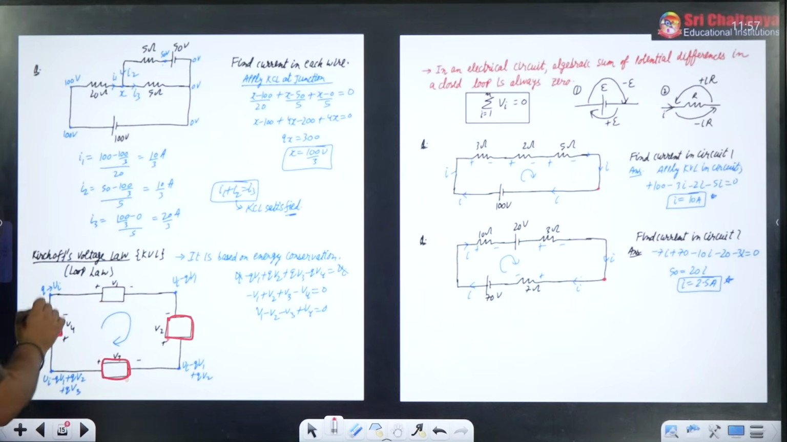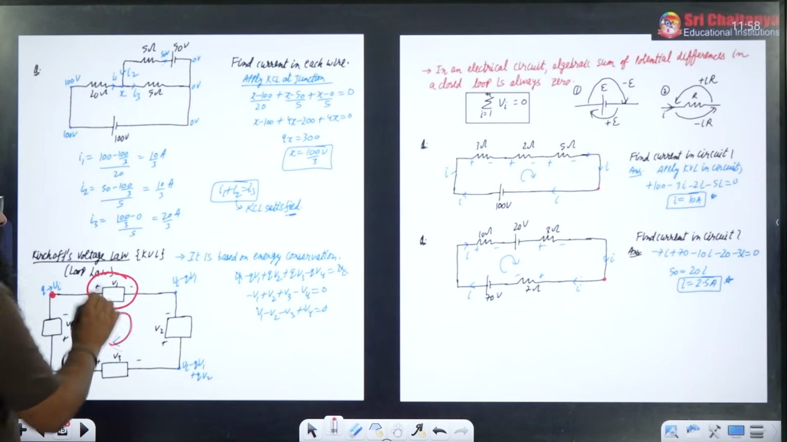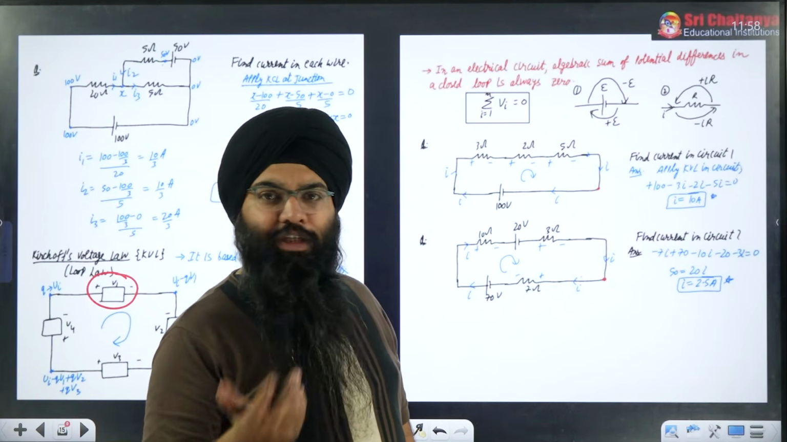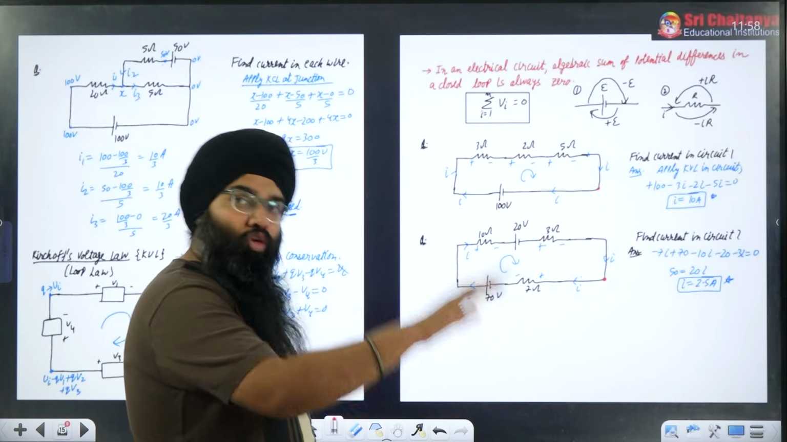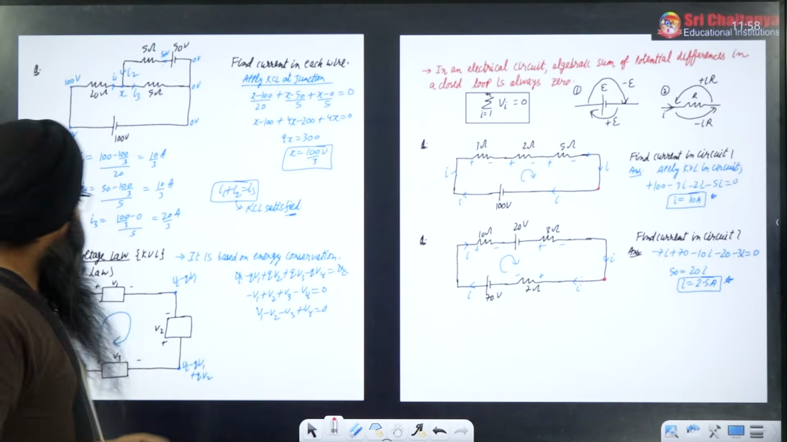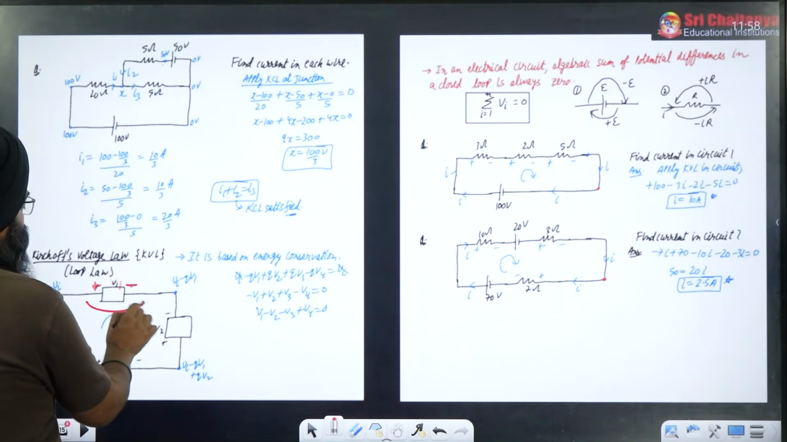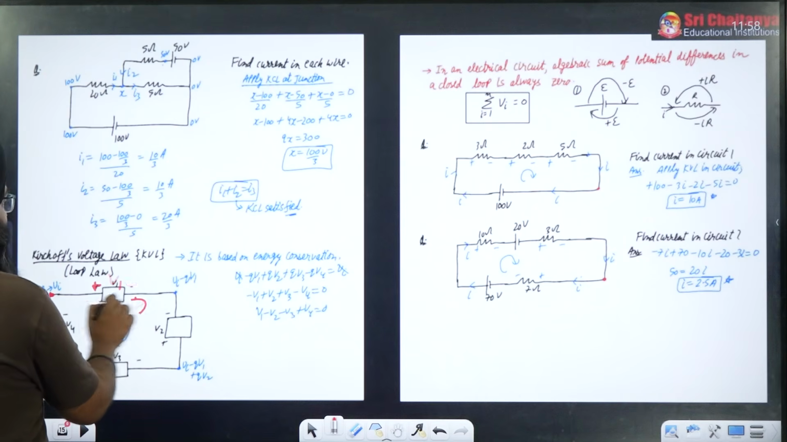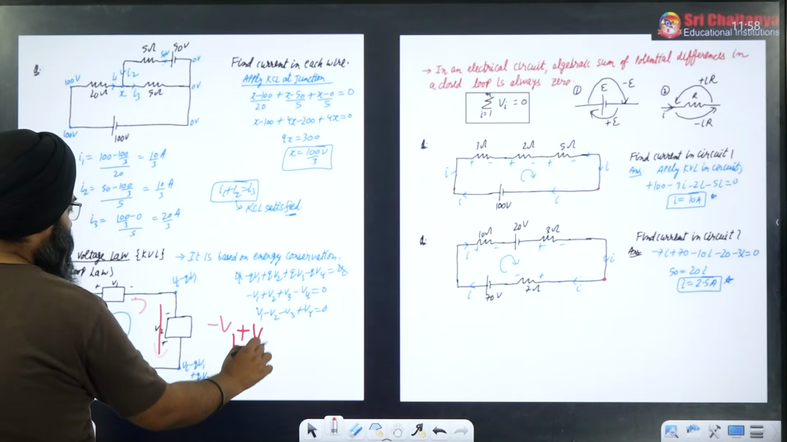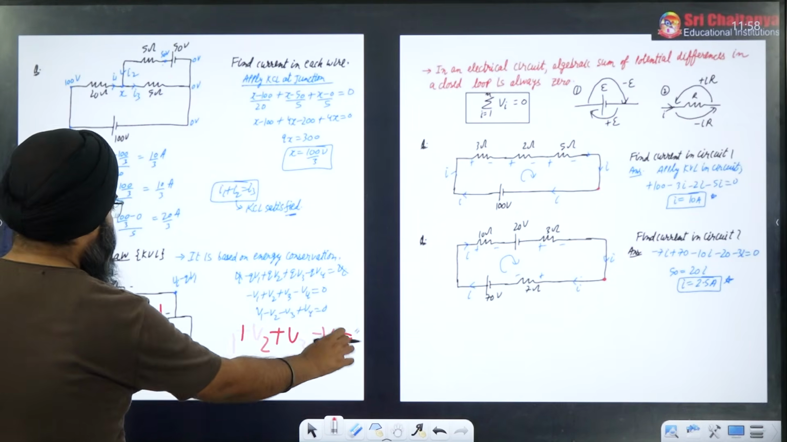You will start from one point and go across the loop, and you might get potential drops and potential gains. If you are going from higher potential to lower potential, it is a potential drop. If you are going from lower to higher potential, it is a potential gain. Suppose you start from here, plus minus V1. Going plus to minus means potential drop, so you write minus V1. Then going from minus to plus, you write plus V2. Then minus to plus, so plus V3. Then plus to minus, minus V4, and that equals 0.